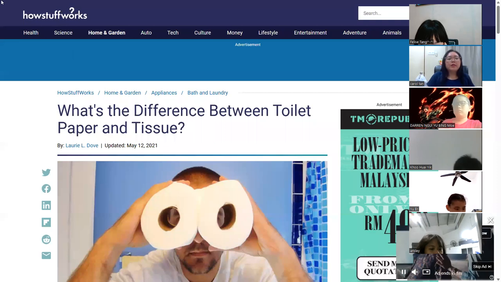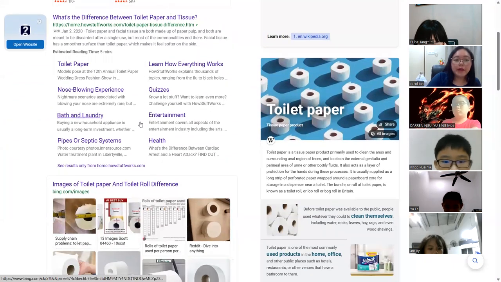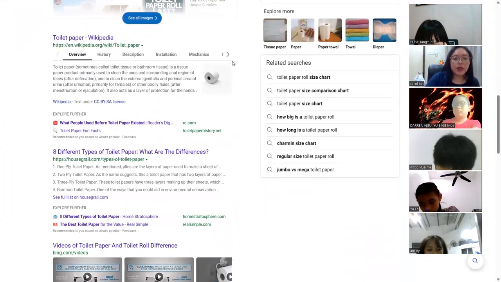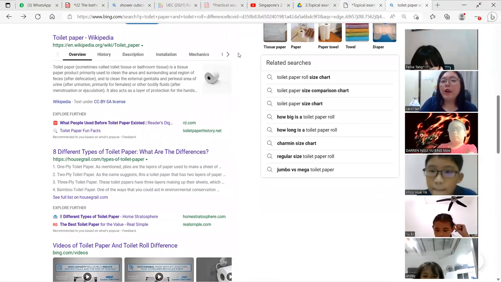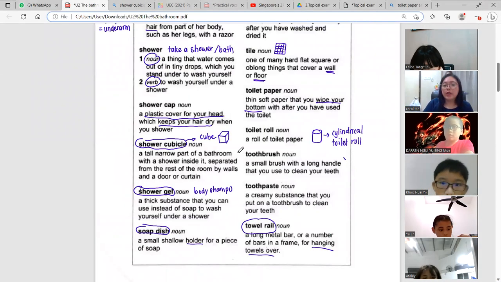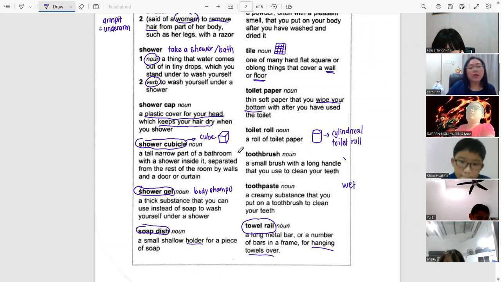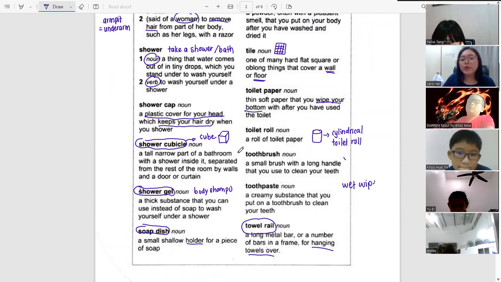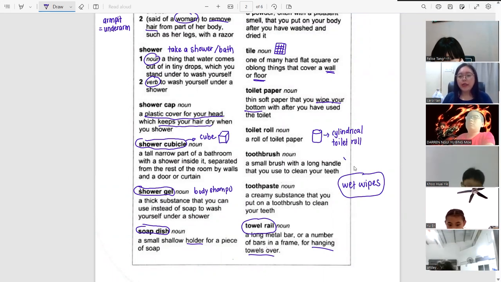No, it's the same one. You can write toilet roll or tissue paper. Okay, get it? Also, tissue is easier to write. And one more, it's called wet wipes. What about wet wipes or baby wipes? Every time I say it's wet tissue. Oh, we don't say wet tissue. You can say wet tissue or you can say wet wipes for the babies. Understand? Okay, get it?